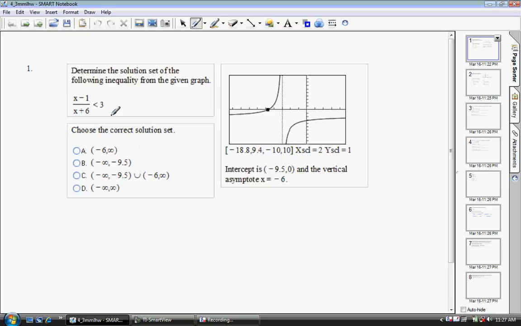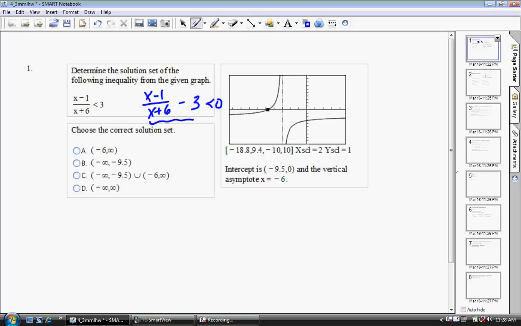To determine the solution set of the following inequality from the given graph: (x minus 1) over (x plus 6) is less than 3. If you go by the way the textbook approaches this problem, you would say that (x minus 1) over (x plus 6) minus 3 is less than 0. That is, they set everything opposite from 0 and then combine all of this. You don't have to go through the combining part just to use the graph.